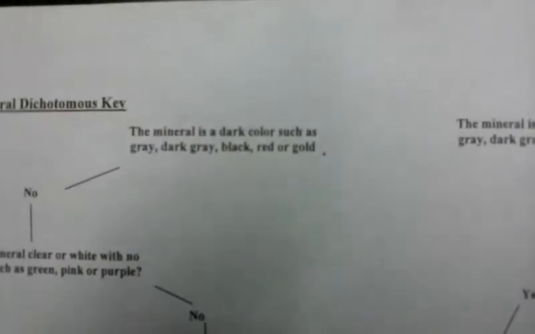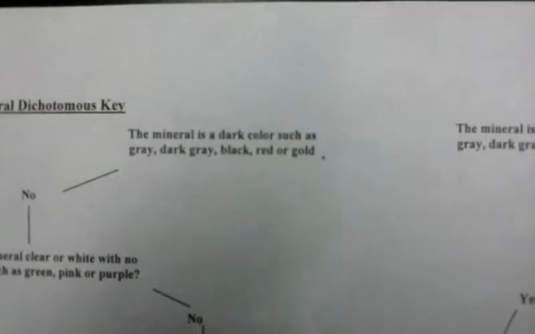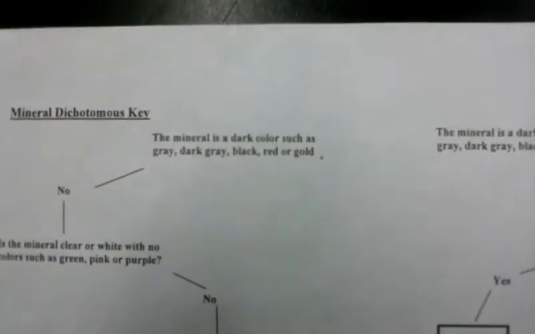So the question that we start with is: is the mineral a dark color such as dark gray, black, red, or gold? And so if the answer is yes, you would take one track, and if the answer is no, then you would take the other track. So here's a mineral that we have here, and as you can see, it's fairly lustrous. As you can see, it's transparent. So I wouldn't classify that as being dark in color, dark gray, black, red, or gold. So I'm going to go ahead and follow the no track.